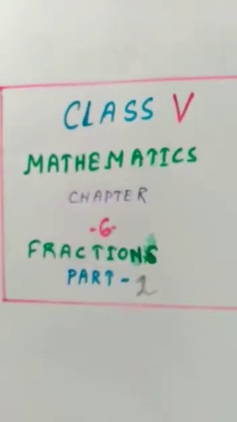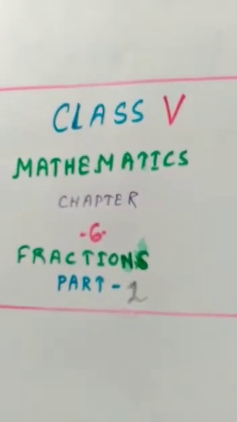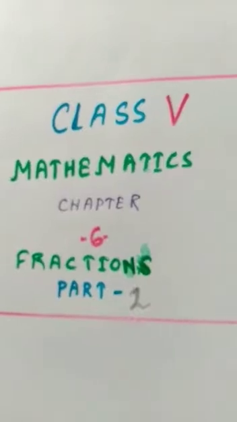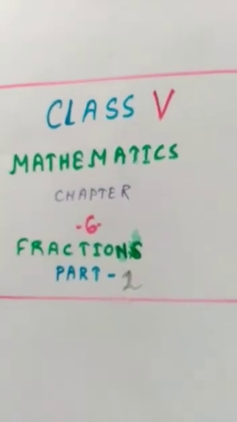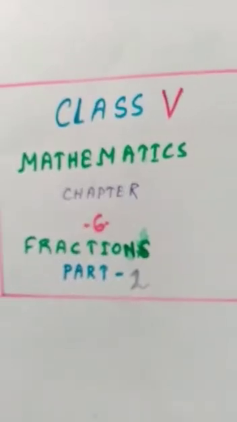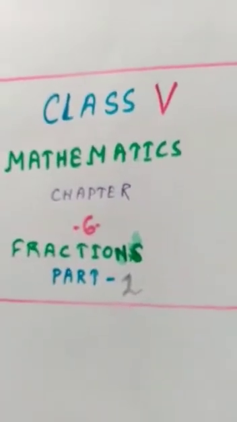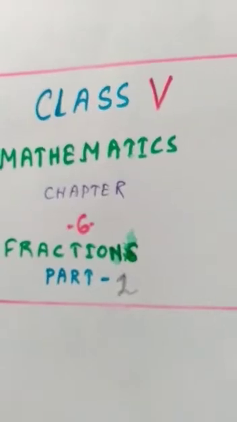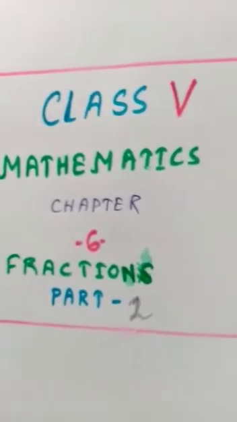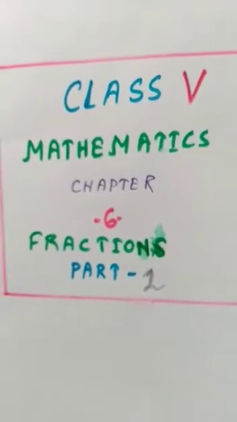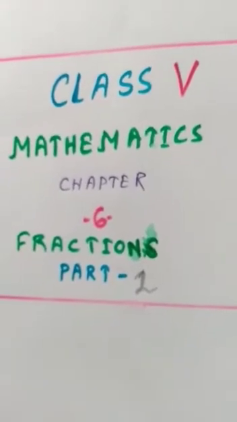My dear children, so today also we will continue our chapter number 6, that is fractions. As we have discussed in our last class, the types of fractions and how to find equivalent fractions. So today we are going to discuss the conversion: how to convert an improper fraction into a mixed fraction, and a mixed fraction to an improper fraction. Okay, so let's see.